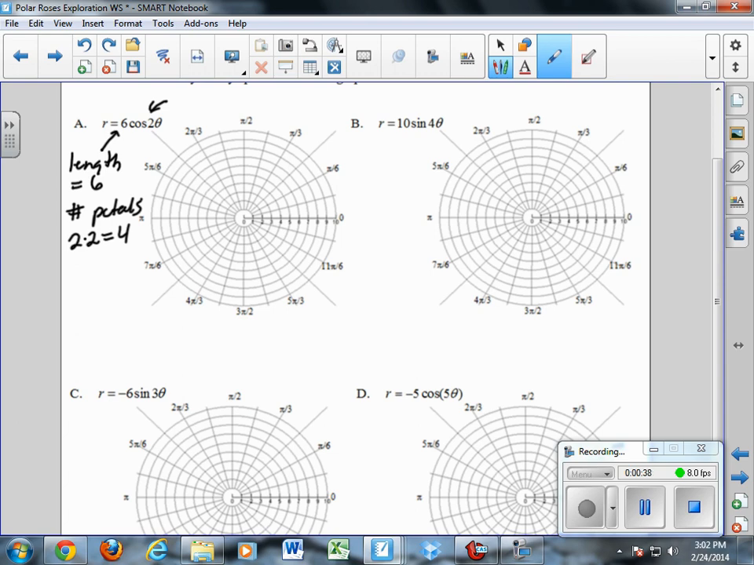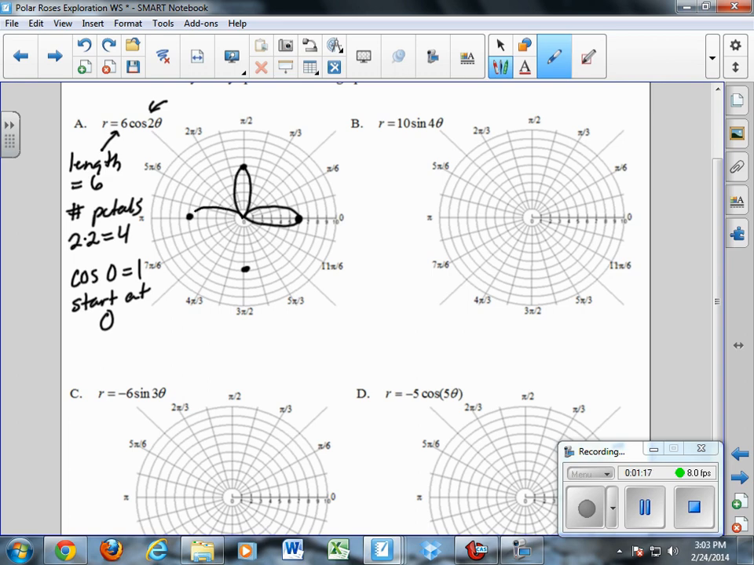Now the cosine has its maximum value at the angle 0. Cosine of 0 is 1, so we're always going to start at 0 for a cosine graph, for its first petal. If the petal is 6 units long, then I'm going to have a petal 6 units long at 0. Since there are 4 petals, they're evenly spaced, all 6 units long. So I'm going to put one at pi over 2, one at pi, and one at 3 pi over 2. This one's a fairly easy one to do because it's cosine.